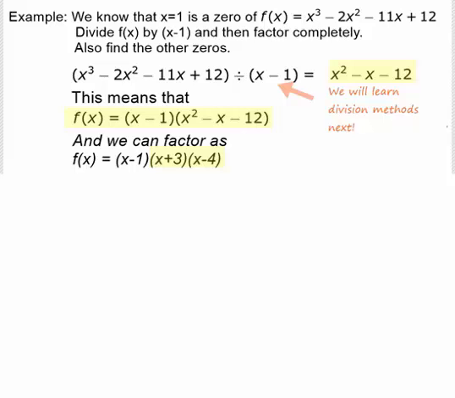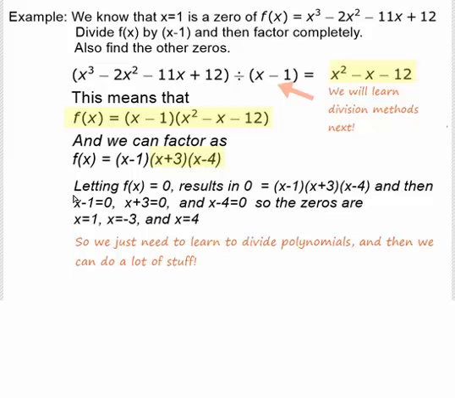Furthermore, we can find all the zeros by applying the zero product law. We can let each of those factors equal 0. We get x minus 1 equals 0, x plus 3 equals 0, and x minus 4 equals 0. And we get these zeros of x equal 1, x equal negative 3, and x equal 4. So we just need to learn to divide polynomials, and then we can do a lot of stuff with it. So that's coming next, polynomial division.